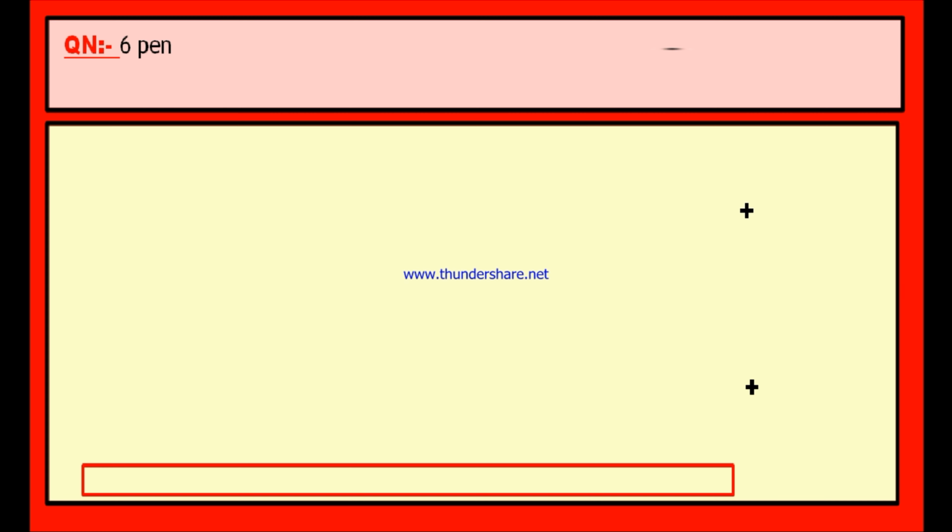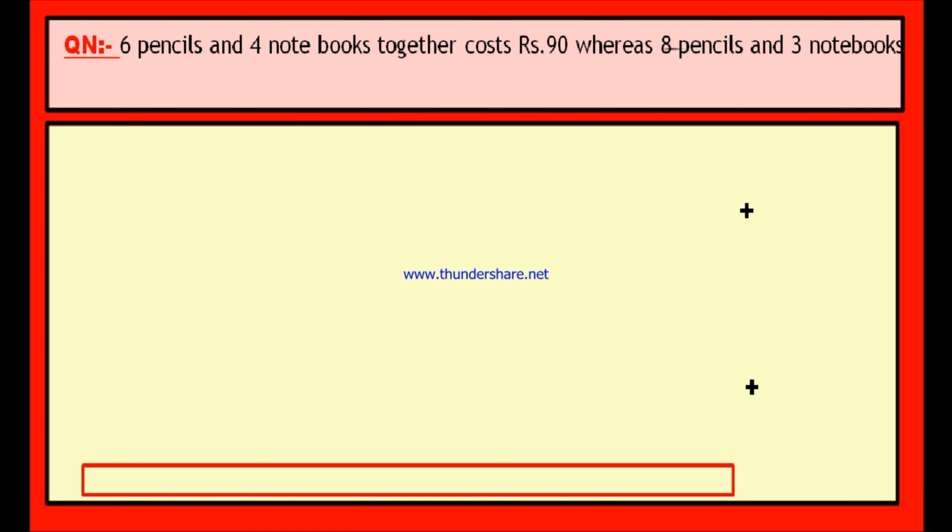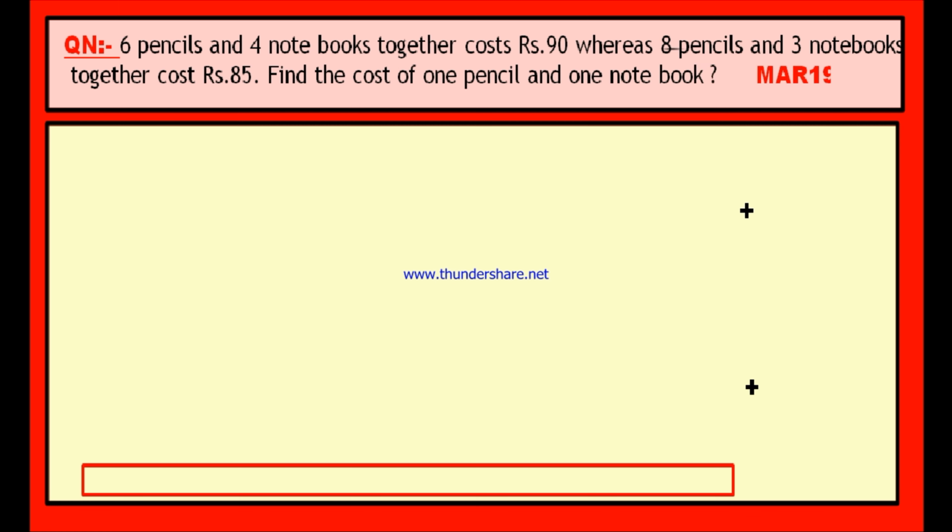Now one more question. 6 pencils and 4 notebooks together cost 90 rupees, whereas 8 pencils and 3 notebooks together cost 85 rupees. Find the cost of 1 pencil and 1 notebook. I shall repeat. 6 pencils and 4 notebooks together cost 90 rupees, whereas 8 pencils and 3 notebooks together cost 85 rupees. Find the cost of 1 pencil and 1 notebook. This question appeared in March 2019.